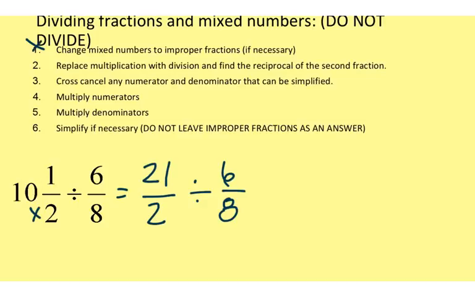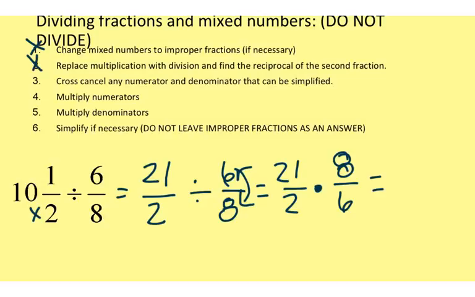Okay, now I need to replace division with multiplication and find the reciprocal. So I leave 21 halves alone, I change to multiplication, and I turn my fraction over, so 8/6. Okay? Now I'm going to cross cancel if I can. Well, I look at 21 and 6, and they can both be divided by 3. So 6 divided by 3 is 2, 21 divided by 3 is 7. And then I look at 8 and 2. Those can be cross canceled also. 8 can be divided by 2, and that's 4, and 2 divided by 2 is 1.